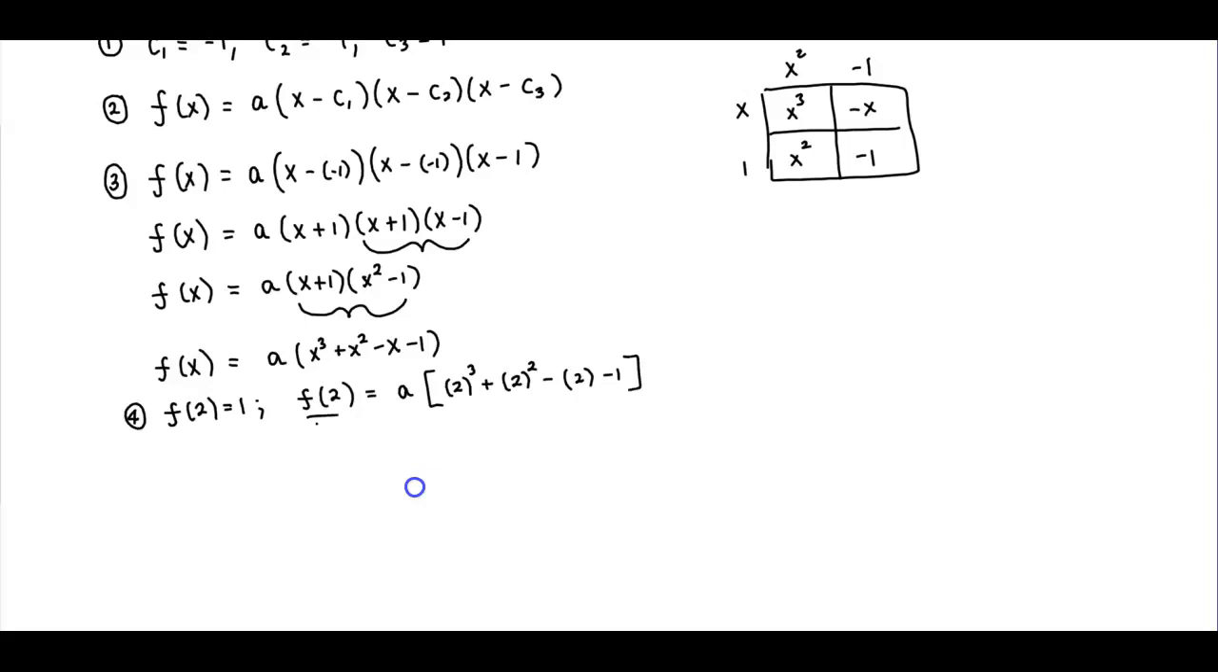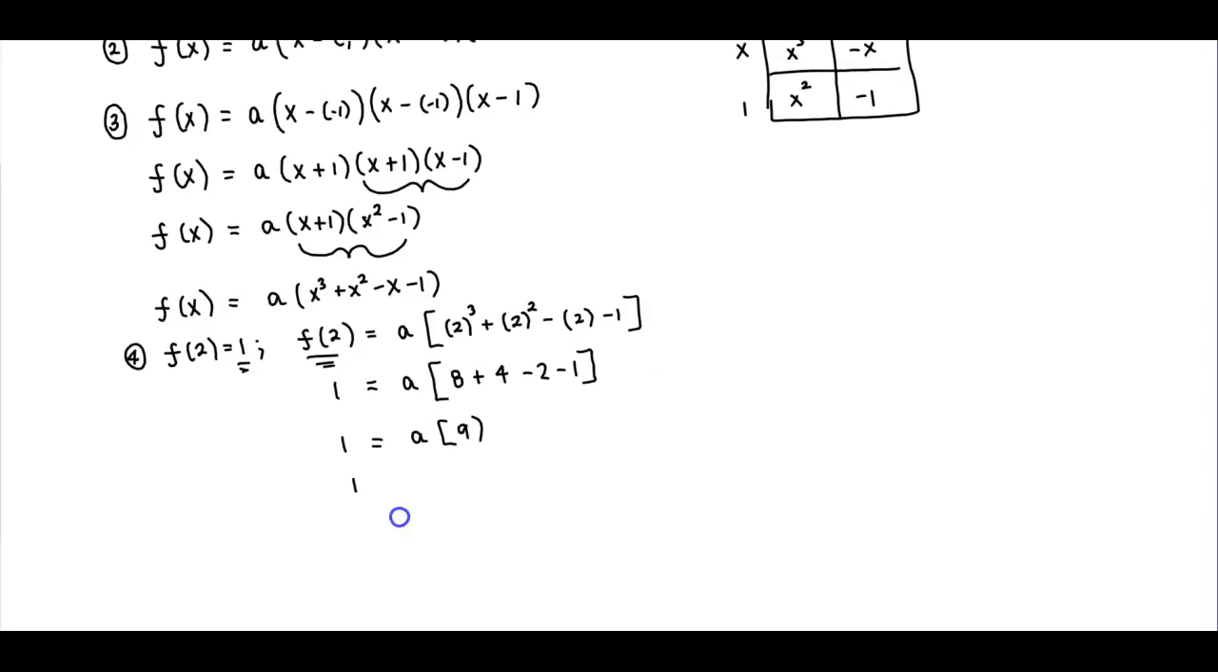What do we know about f of 2? We know it's equal to 1. Therefore we have 1 equals a times (2 cubed, which is 8, plus 2 squared, which is 4, minus 2, minus 1). So 1 equals a times (8 plus 4 is 12, minus 2 is 10, minus 1 is 9). So 1 equals 9 times a, and if we divide both sides by 9, a is equal to 1/9.